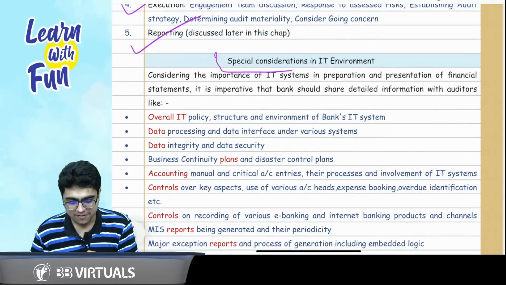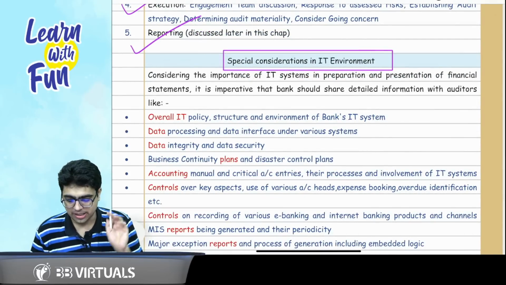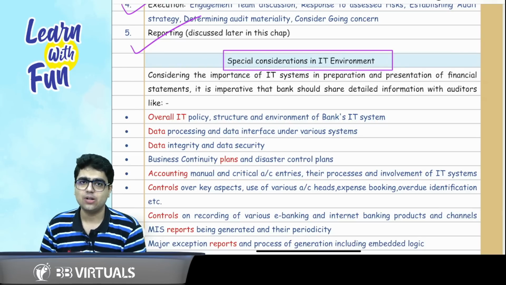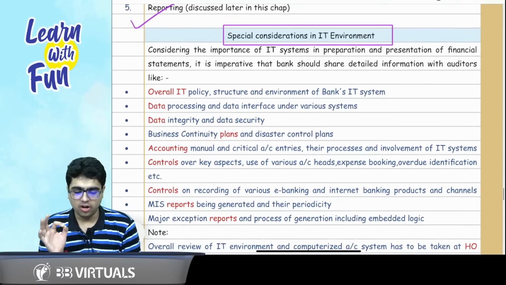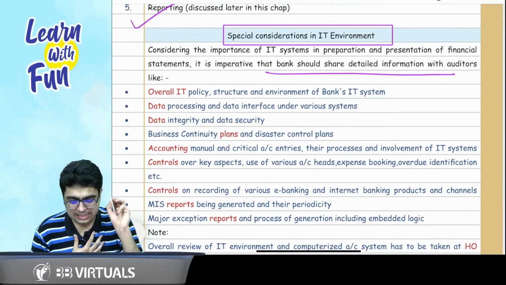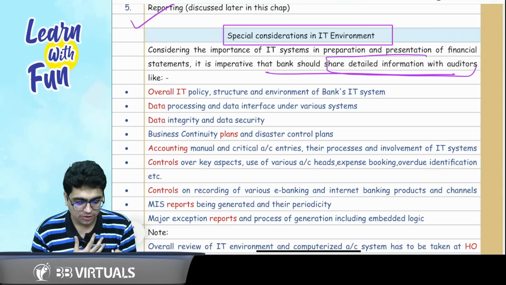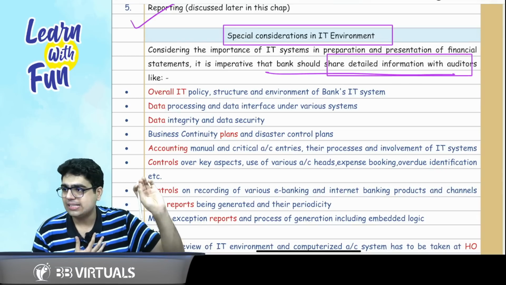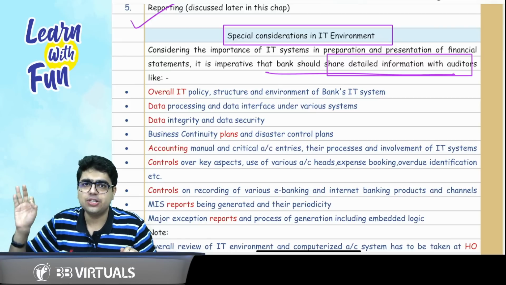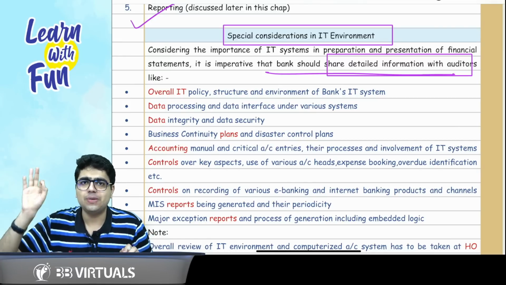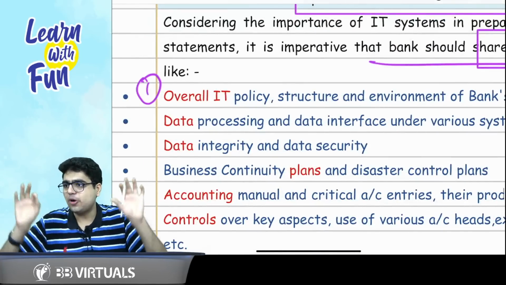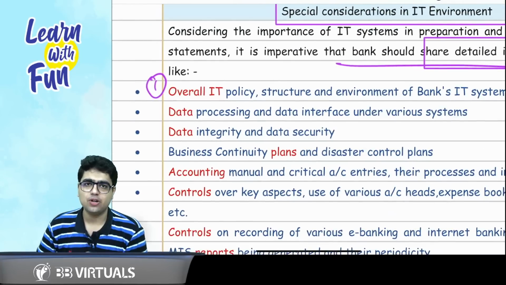Now, sir, every bank operates in an IT environment. So what are the things that you are going to see as an auditor? First of all, for having the information, it is imperative that the bank should share the following information with the auditor. So ICAI will ask you the question: for studying the IT environment, what information do you need from the bank? What information should the bank share with you? So the first point is the IT policy, structure, and environment of the bank's IT system.